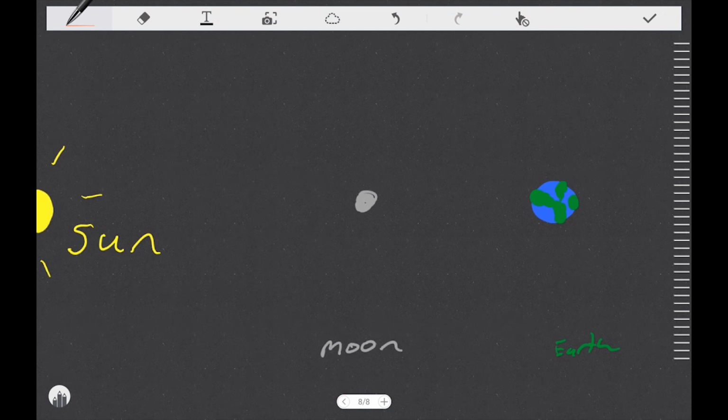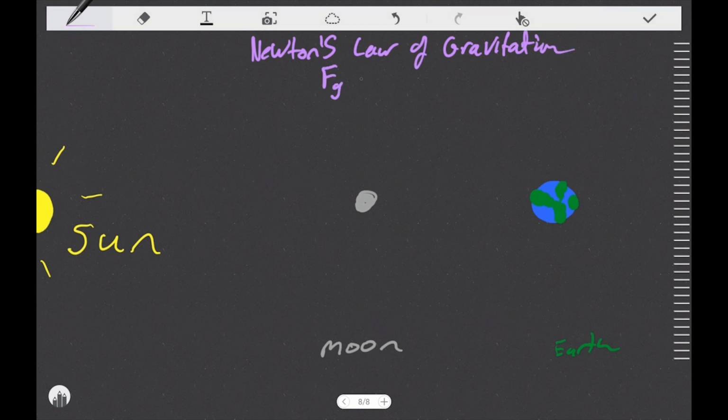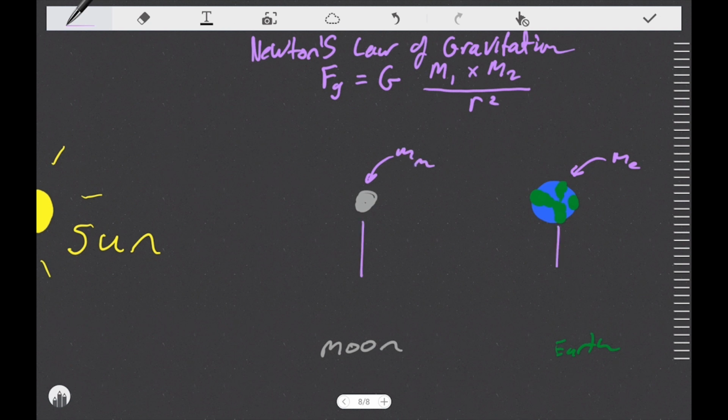Now, we've been talking a lot about the force of gravity, but we haven't really defined it yet. So gravity is defined by Newton's law of gravitation, which says that the force of gravity is equal to the gravitational constant times the mass of the first object times the mass of the second object divided by the radius that separates the two objects squared. In the case of the Earth and the Moon, we would be talking about the mass of the Earth, the mass of the Moon, and some distance that separates the Earth and the Moon.